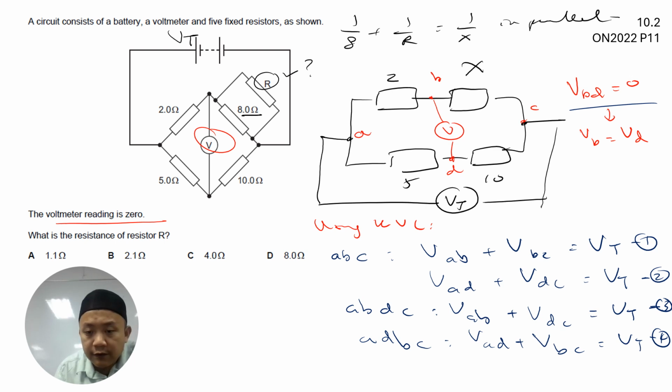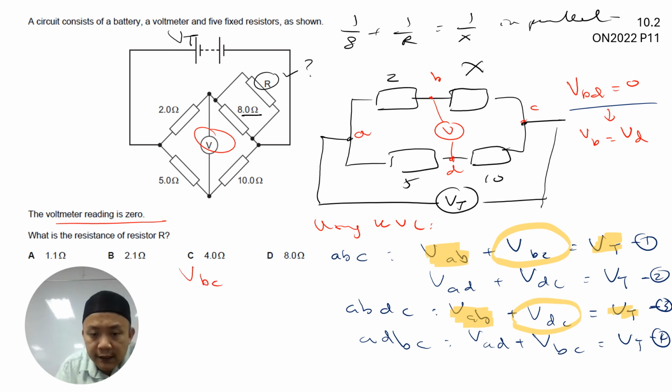Now observe the similar terms that we have here, VAB and VAB, and this one is represented by VBC and VDC, and this one equals VT. So from these two equations, we know that we can represent the terms as VBC equals VDC in this case.